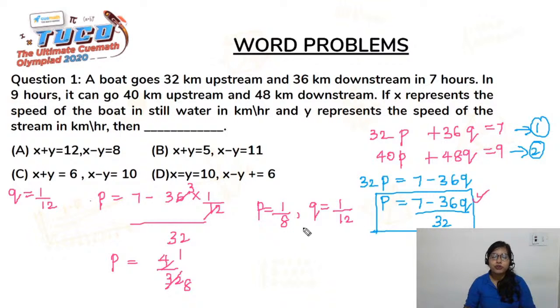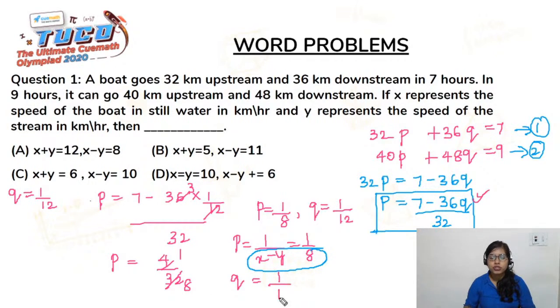So now from here what could we say is, we know that P was equal to 1 over X minus Y. And this itself is equal to 1 over 8. So can I say that X minus Y is equal to 8? Yes. Similarly, I can say that Q was equal to 1 over 12. So 1 over 12, which was equal to 1 over X plus Y. So from here, I could say that X plus Y itself is equal to 12. Hence, option A is the right answer to this.